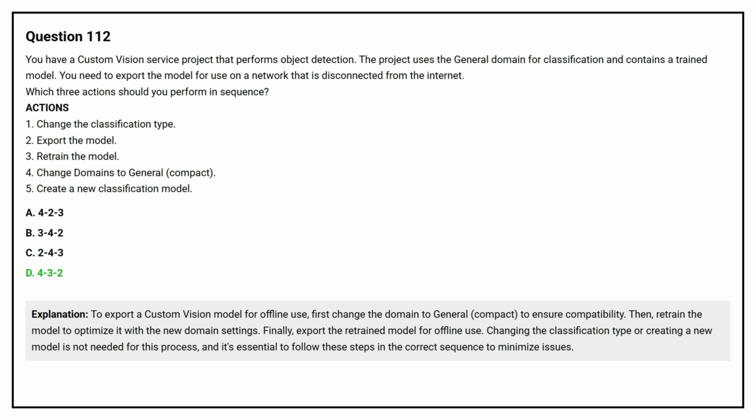To export a custom vision model for offline use, first change the domain to general compact to ensure compatibility. Then retrain the model to optimize it with the new domain settings. Finally, export the retrained model for offline use. Since changing the classification type or creating a new model is not needed for this process, it's essential to follow the steps in the correct sequence to minimize issues.